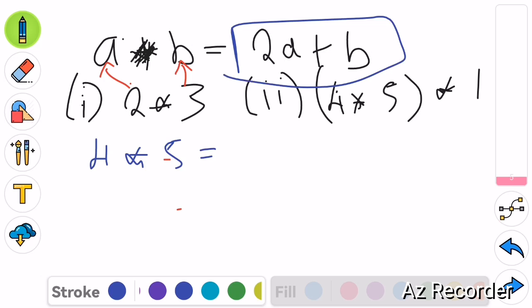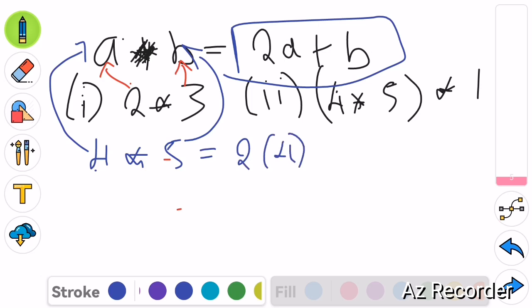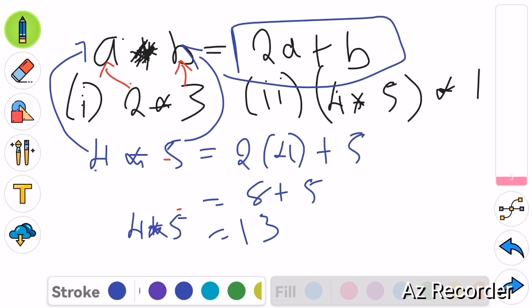So remember, 4 is taking up the position of A, 5 is taking up the position of B. So it's going to be 2, 4 there, and then plus 5 there. So this is going to be 8 plus 5. So it's going to be 13, as simple as that. So you've evaluated 4 star 5. But this is not the end of the question. Remember, there was a star 1 there.